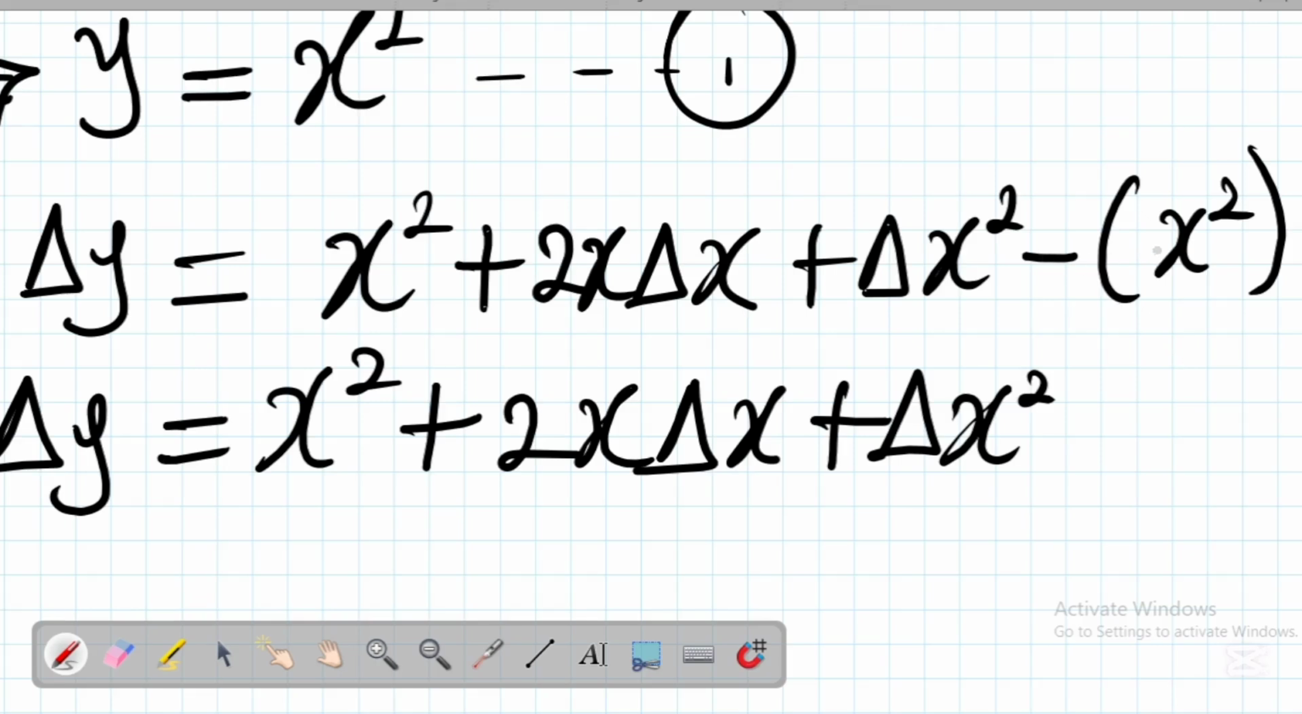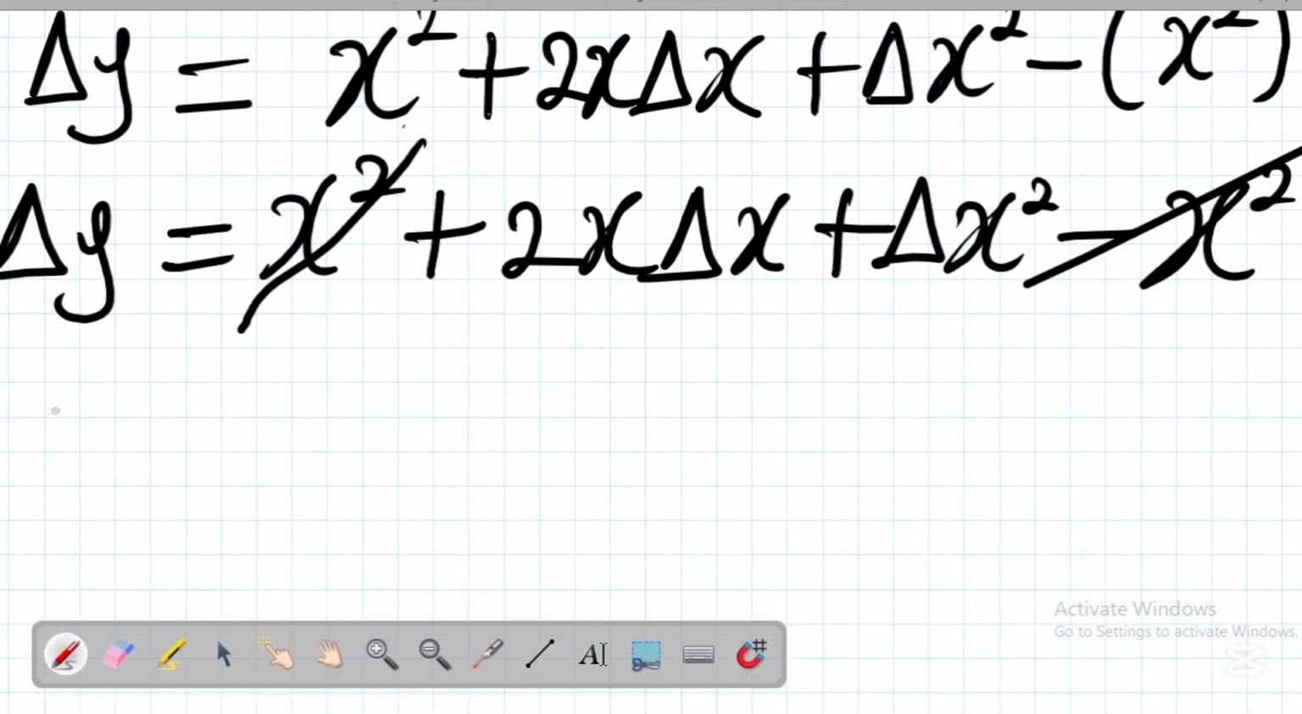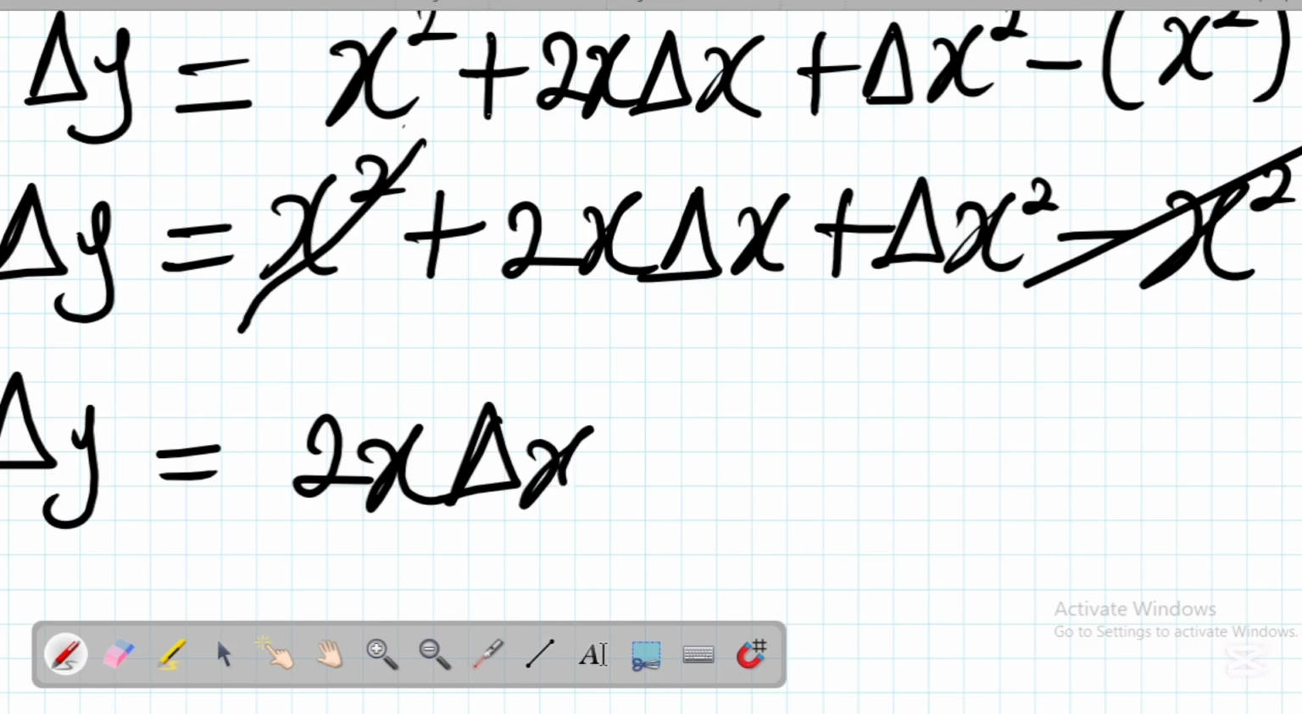Now if you open up this bracket, you will have negative x squared. So our next task is to cancel out. We have x squared here and we have negative x squared here. So x squared minus x squared is 0. Now we are left with change in y equals 2x change in x plus change in x squared.